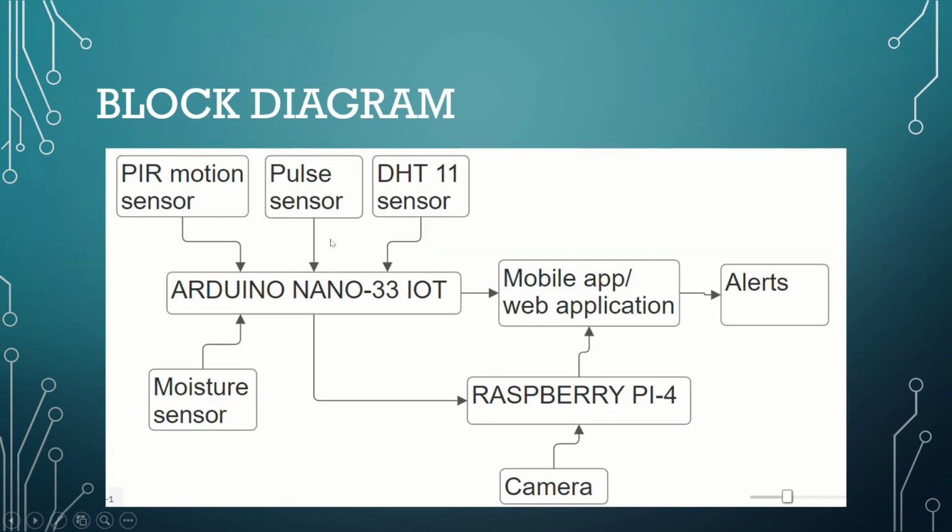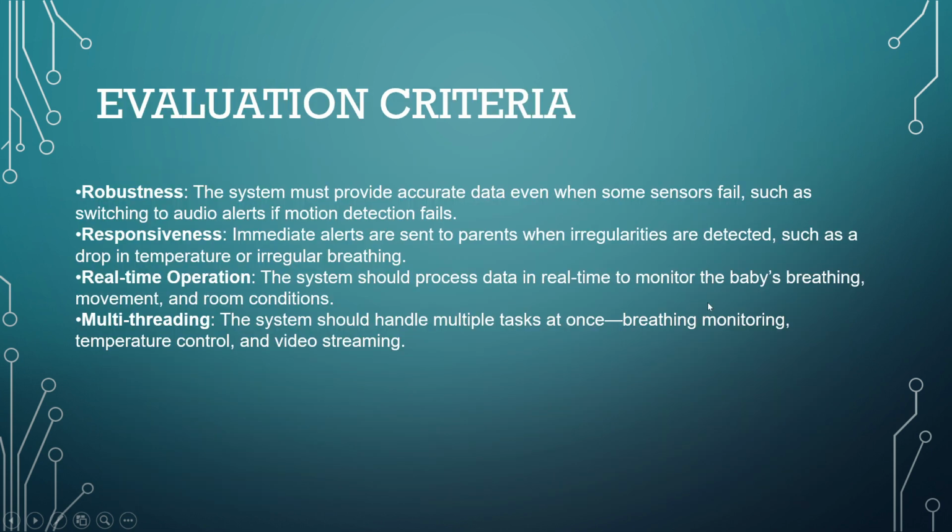And here is the block diagram for it. The PIR motion sensor, pulse sensor, DHT11 sensor, and the moisture sensor will be connected to the Arduino Nano. The Arduino Nano will be connected to the Raspberry Pi, and the camera is connected to the Raspberry Pi. The data will be displayed on a mobile application or web application, and the alerts will be generated according to the data.